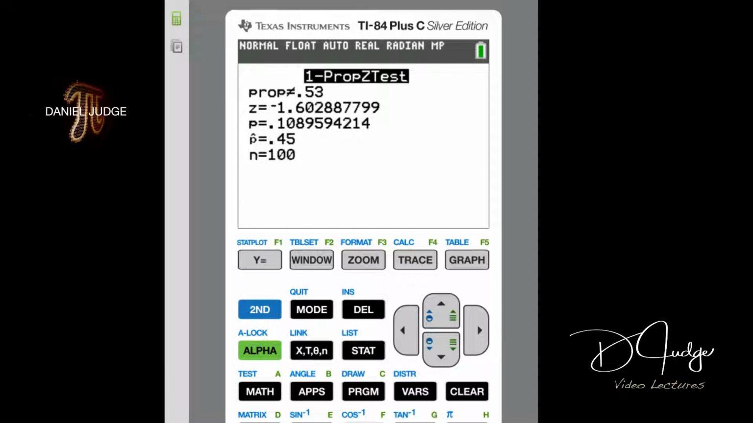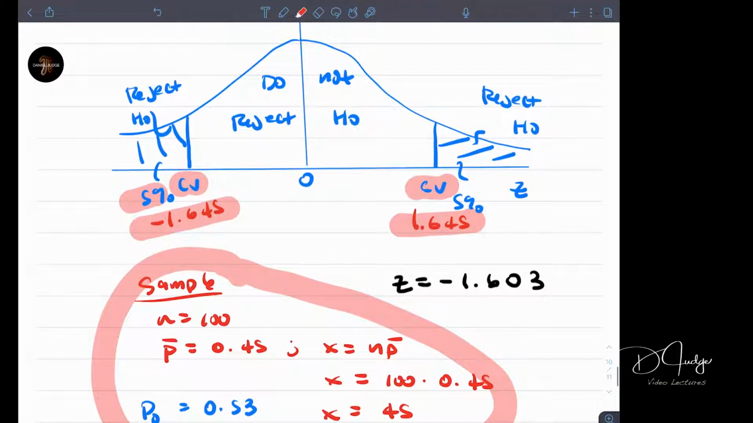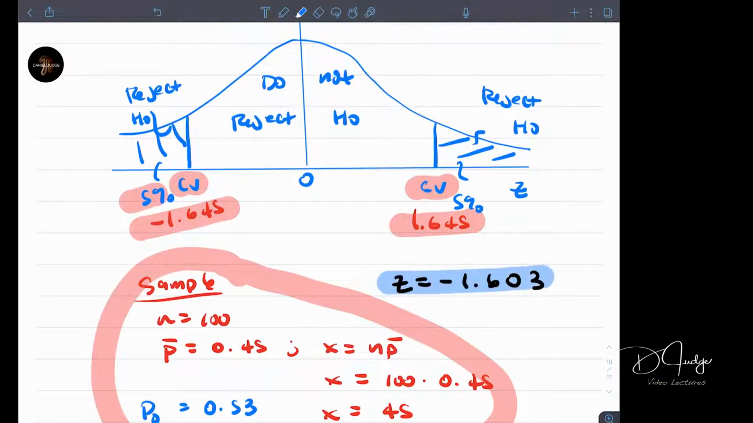This is 0.603 now. You say, hey, why did you do hundreds? Why did you do thousands now? Because remember your critical values. You're trying to compare where that test statistic lives in your decision rule, and your critical values are to the nearest thousandths. So use a test statistic value also to the nearest thousandths right here.